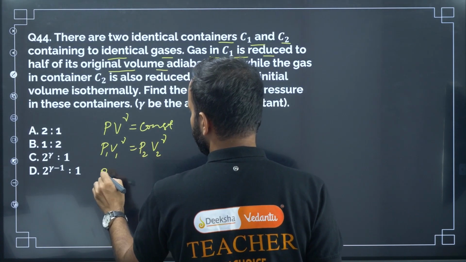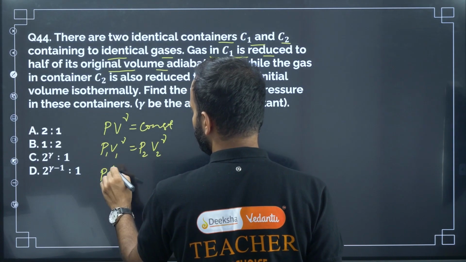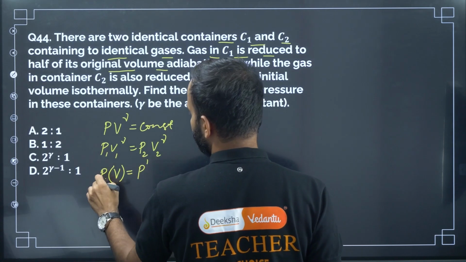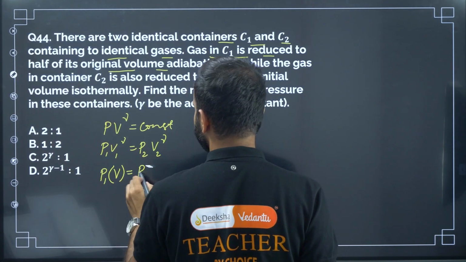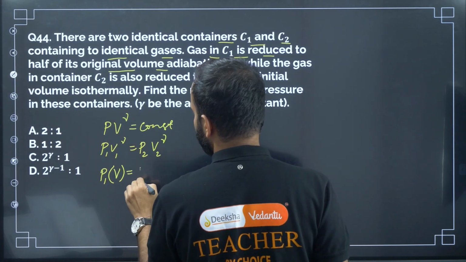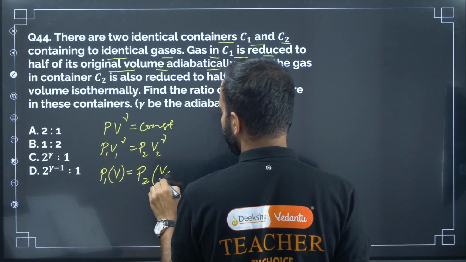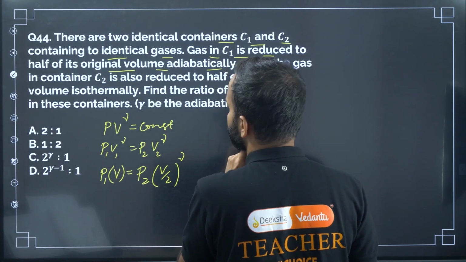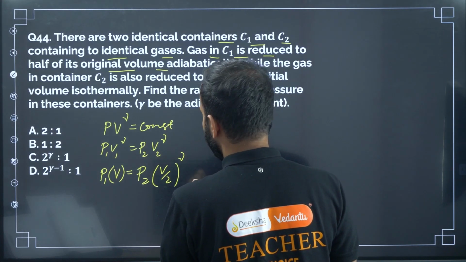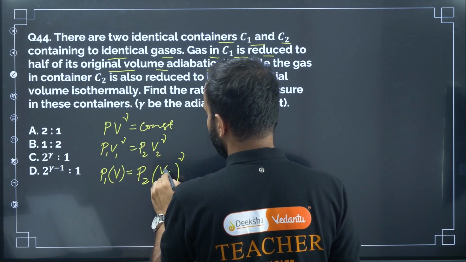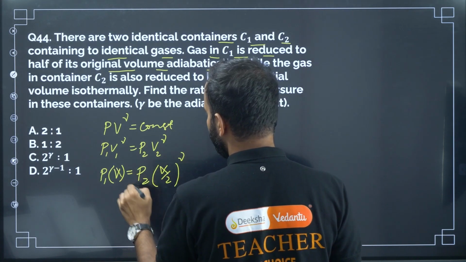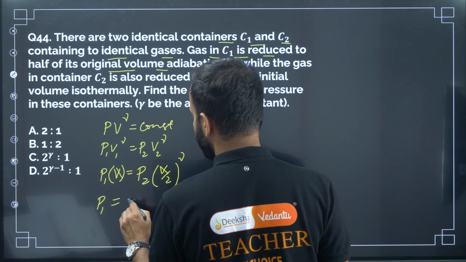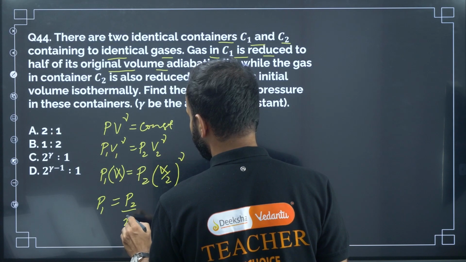So P1 into V to the power gamma is equal to P2 into (V by 2) to the power gamma. Now V will get cancelled. So then P1 is equal to P2 divided by 2 to the power gamma.